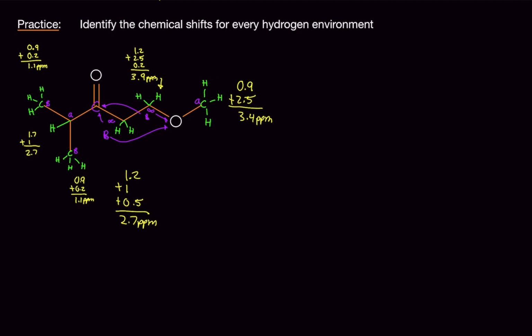Now, gamma carbons, there's nothing. It's too far away. If the hydrogens are 3 carbons away from a functional group, they don't matter. They don't count. They have no influence. The electronegativity has no influence because 3 carbons is too far away. That's the rule.